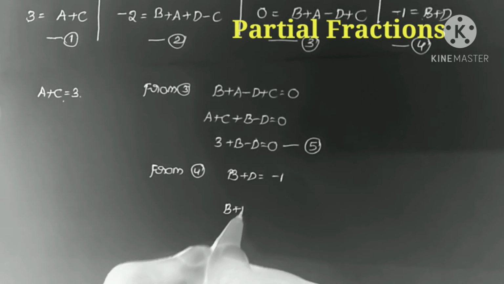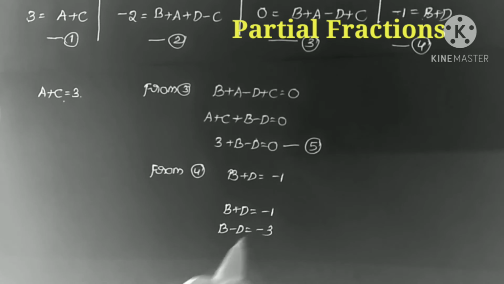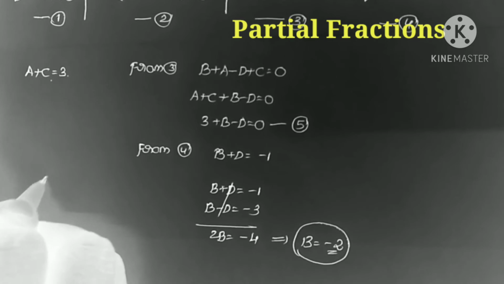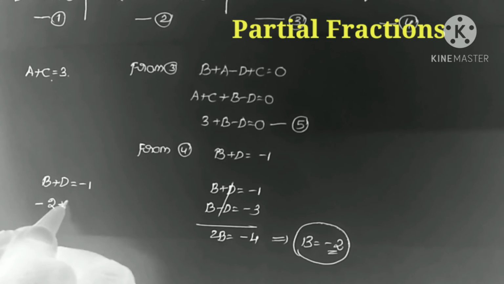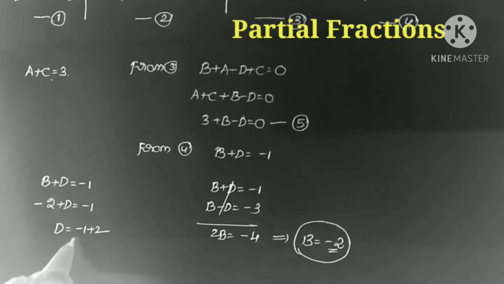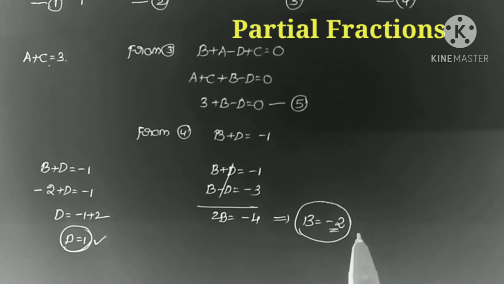That is b plus d is equal to minus 1 and b minus d is equal to minus 3. Solving these two equations, 2b is equal to minus 4, then the value of b is equal to minus 2. Now replacing this b value in this equation, b plus d is equal to minus 1, minus 2 plus d is equal to minus 1, then d is equal to minus 1 plus 2, which implies d is equal to 1. So here we get d is equal to 1 and b is equal to minus 2.